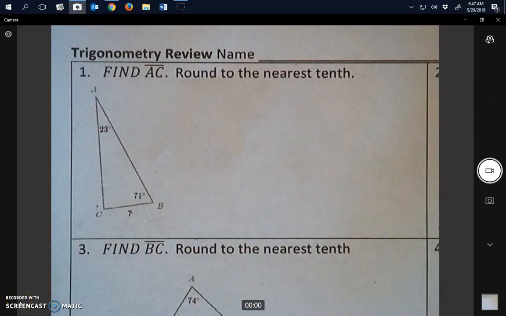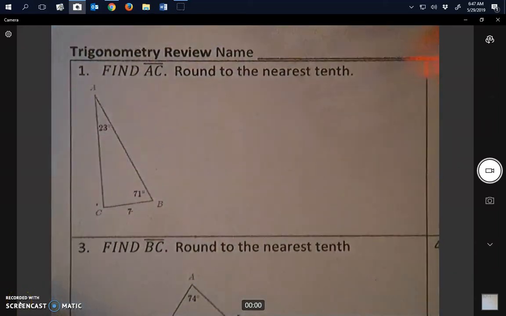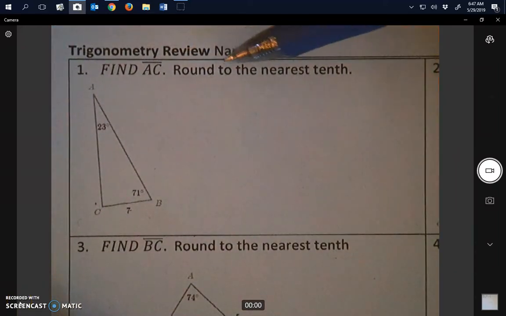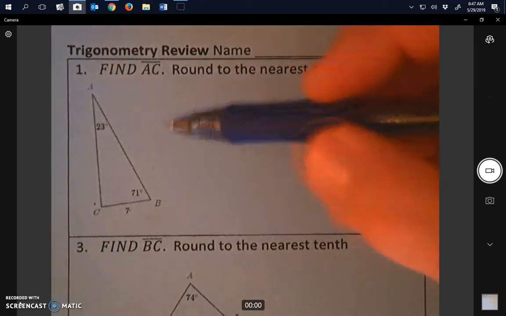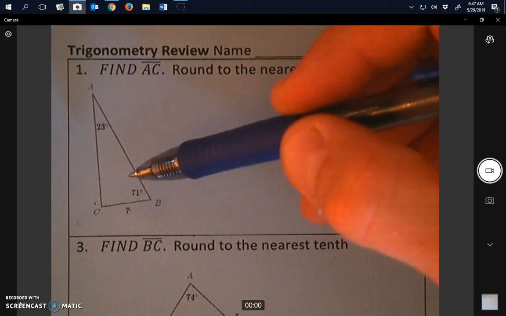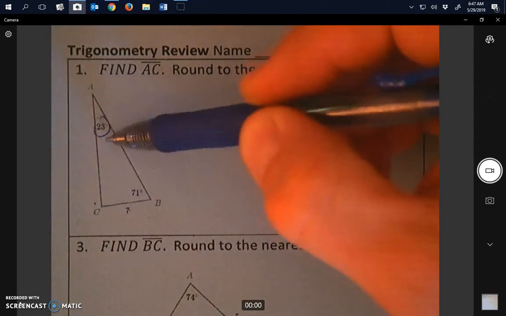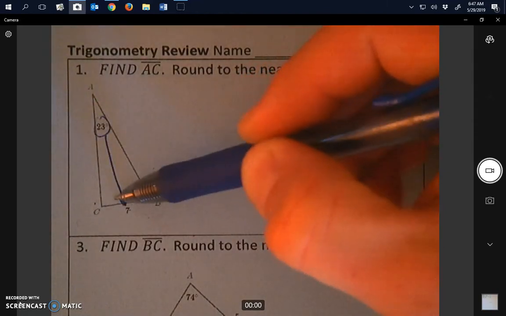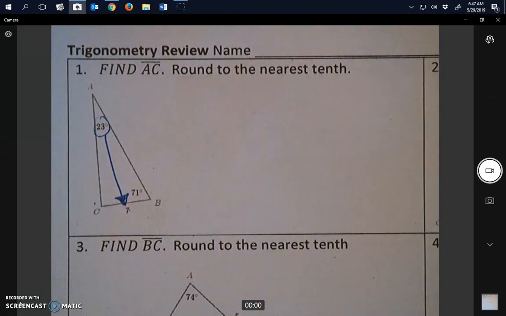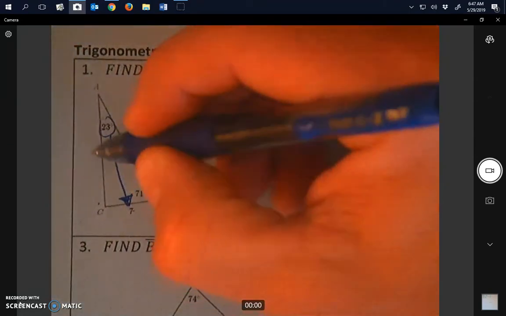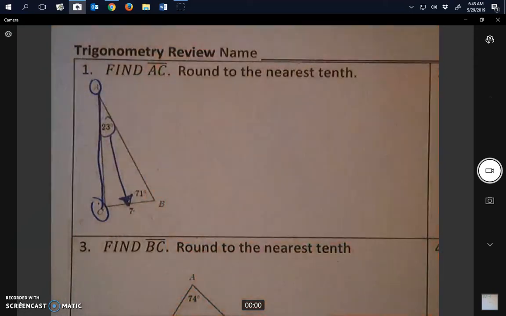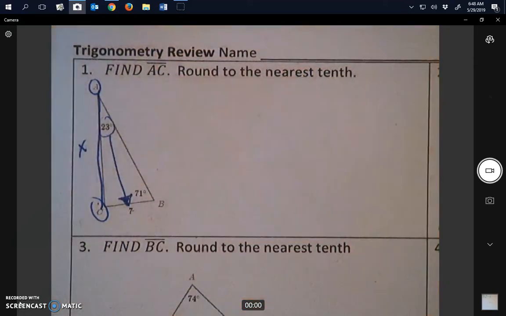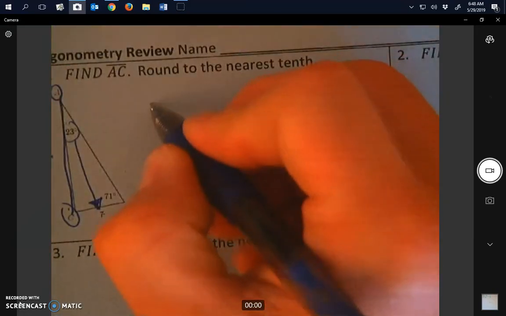Trigonometry review. Question 1. It says find AC, round to the nearest tenth. So that's the first digit after the decimal. So we want to see if we're using law of sines first, and we have 23 degrees, and right across, the way opposite, is 7. So we have a relationship. And we're looking for AC, which is from here to here. So it's this line. So this is our x, our unknown. So we're going to start with that.